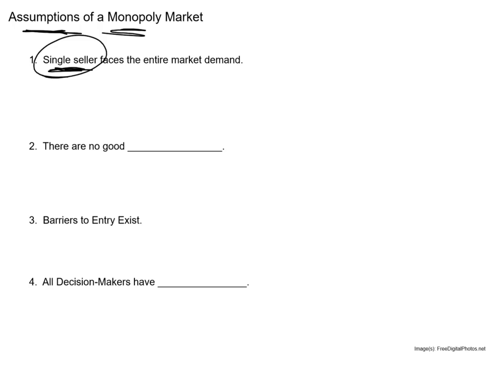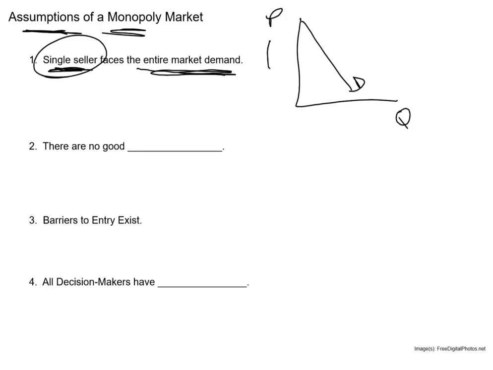The second half of this assumption: we do have a single seller in the market, but that single seller faces the entire market demand curve, right? So as a reminder, the demand curve is a downward sloping line. The monopolist might want to try to achieve more favorable, higher prices. But notice when they face the entire market demand, if they try to raise their prices, what's going to happen? Quantity demanded is going to fall, right?